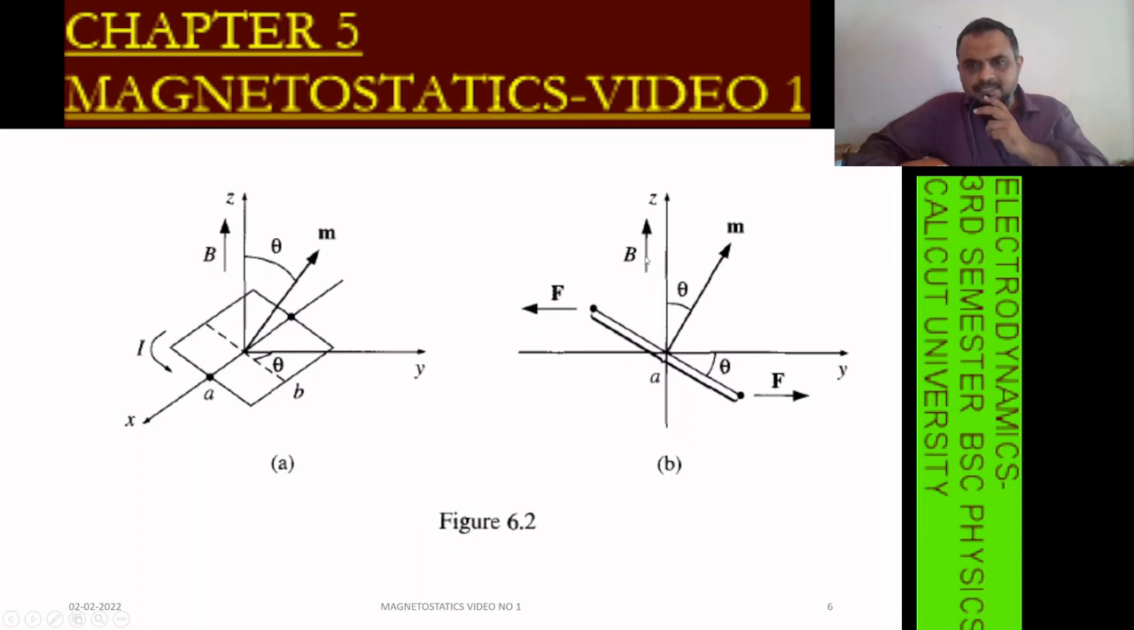So I am applying the field in this plus z direction, so my magnetic dipole will produce a magnetic field in the minus z direction. Suppose it is a paramagnet, this torque will rotate such that the magnetic field will be produced in the same direction. That means the magnetic field by the dipole will be in the plus z direction.